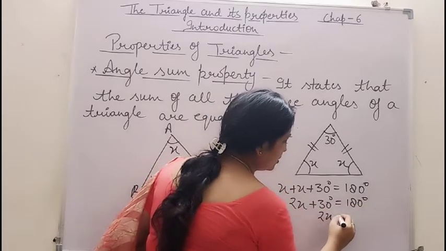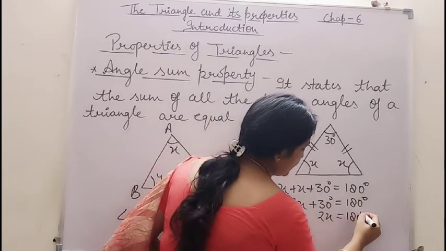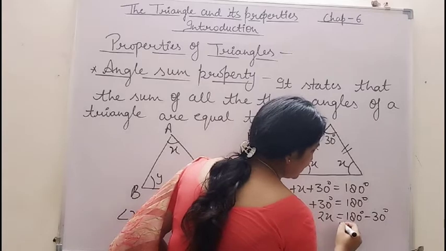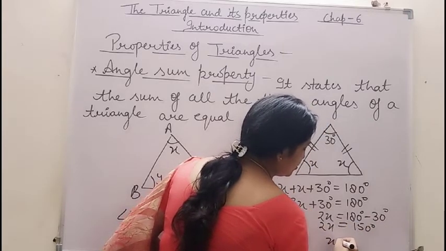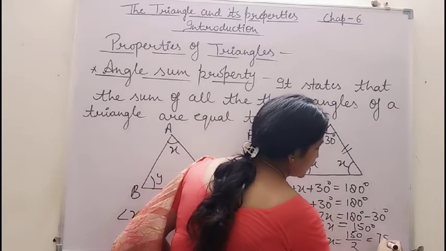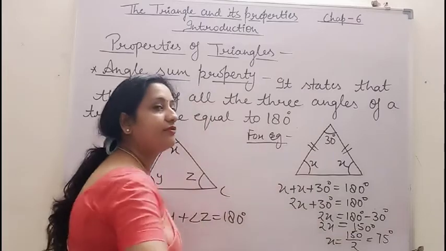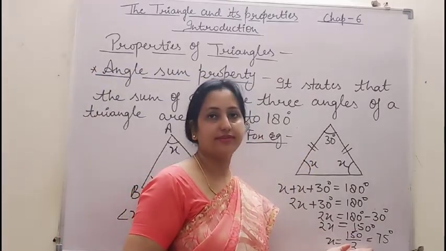Now 2x is equal to, we will move from the right hand side. So 180 degree minus 30 degree. 180 minus 30 is equal to 150 degree. So x is equal to 150 upon 2 is equal to 75 degree. So the value of this angle, the value of x, is 75 degree.